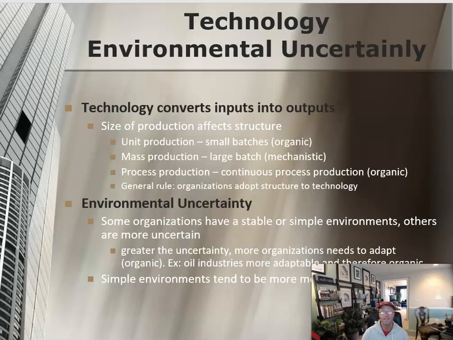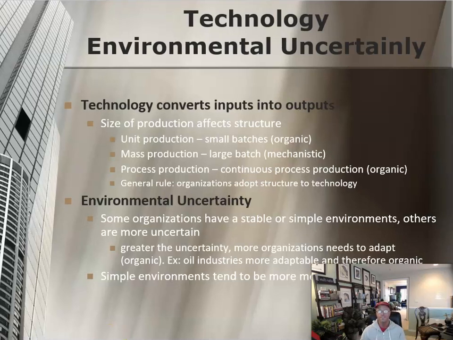And the last aspect that impacts technology is what we call environmental uncertainty. The more uncertain your environment, the more you need the contributions of your employees. Oil is a great example. Oil industries tend to be more adaptable. Most people think, no, it's very mechanistic. They're very adaptable to their organizations. Their organizations are very adaptable to their customers and environments. Therefore, they tend to be more organic.